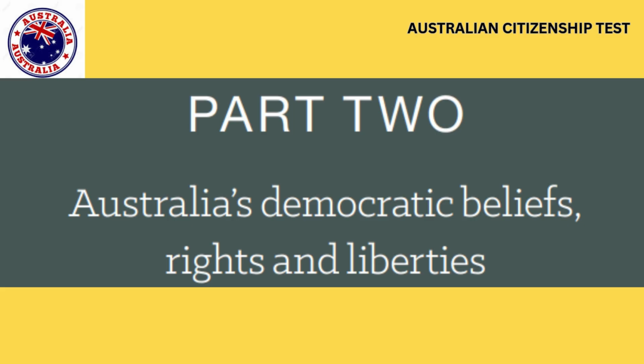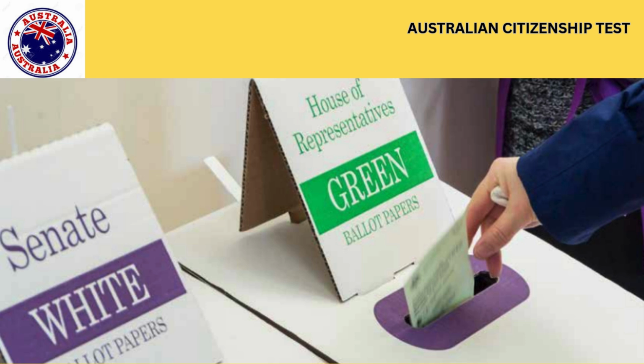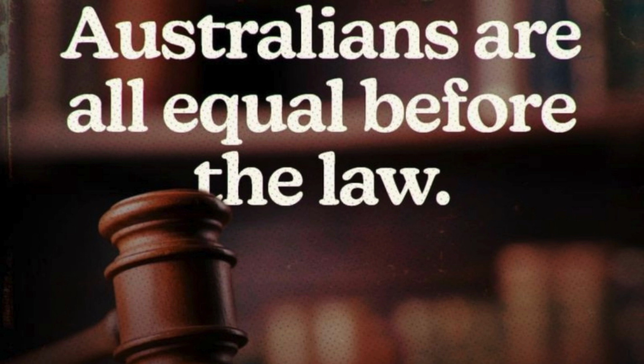Part 2 of the official booklet is Australia's democratic beliefs, rights, and liberties. The key points to focus on from Part 2 are Australia's democratic beliefs. In brief, Australia's system of government is a parliamentary democracy. Citizens vote to elect representatives to Parliament. All Australians are equal under the law.